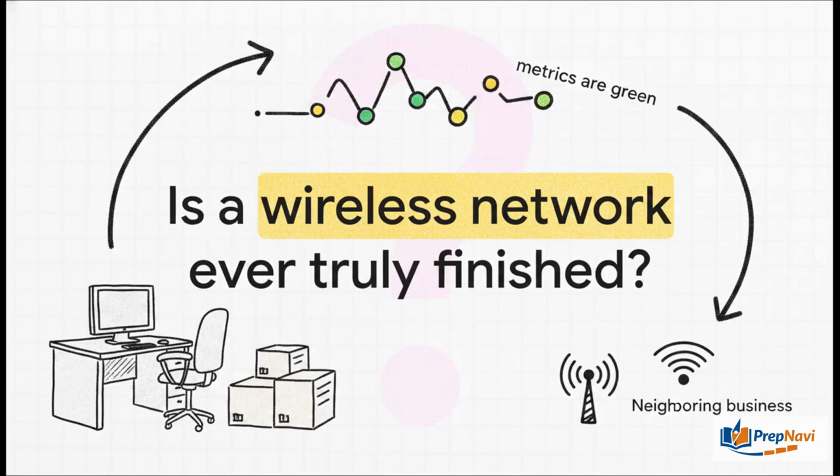As you think about that perfect post-deployment result, where every single metric on your screen is green, consider this. Physical environments are constantly evolving. Desks get moved, new inventory stacks all the way to the ceiling in a warehouse, neighboring businesses blast their own Wi-Fi. That means site surveying isn't just a one-and-done checklist for a new build. It's actually a continuous, ongoing journey to maintain the health of your network.